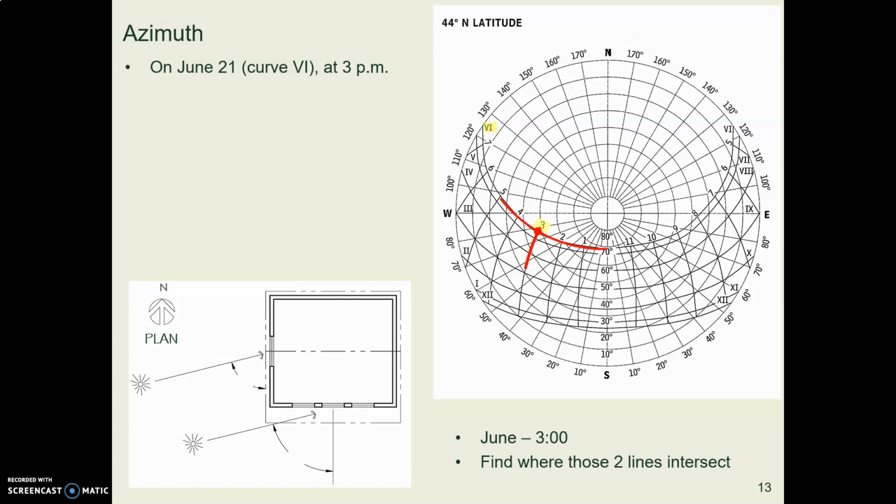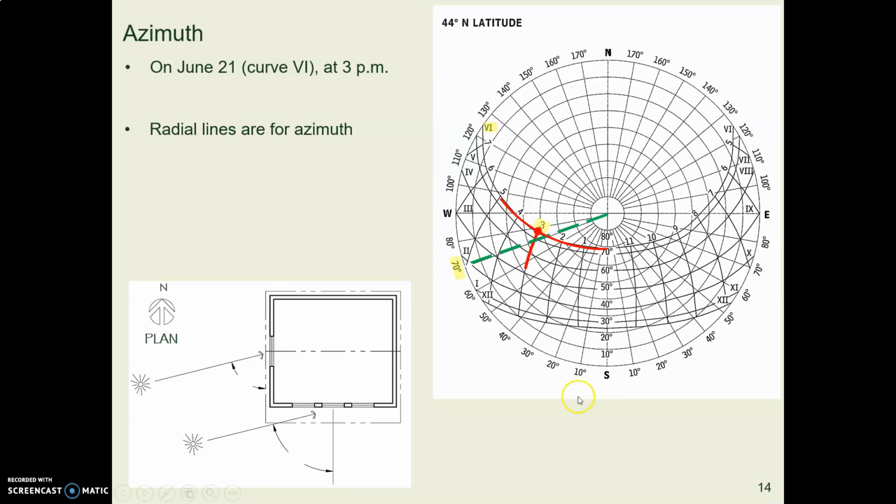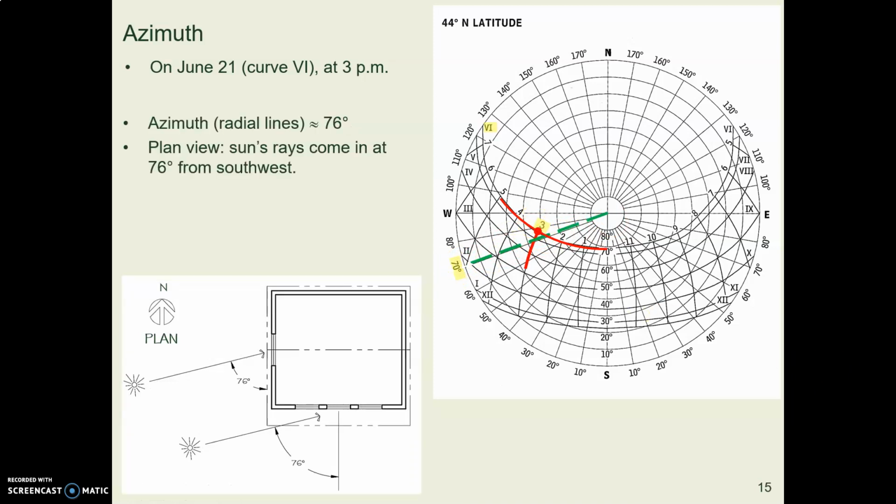And now we're looking for azimuth, the line on the ground. And those radial lines are for azimuth. So what have we got? Well, we've got one radial line at 70, and it looks like that dot is most of the way from 70 to 80. So maybe a little over half. I'm going to call it 76 degrees, and you're welcome to call it a different number. You could call it 77 or 78. I'm calling it 76. So there is the angle on the ground on June 21st at 3 o'clock in the afternoon.